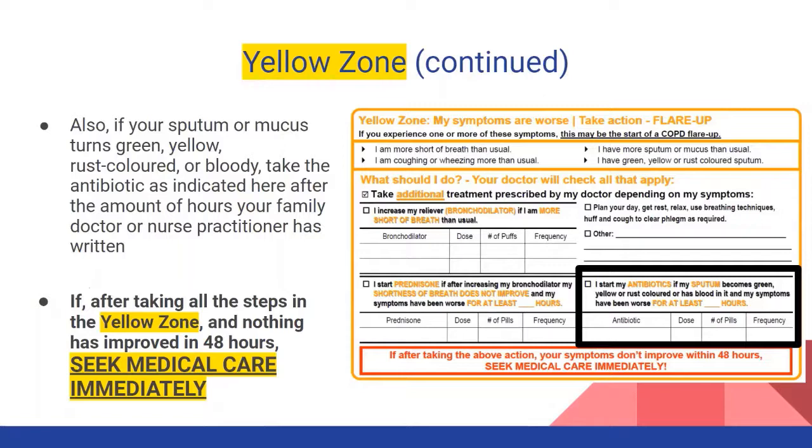If, after taking all the steps in the yellow zone, nothing's improved in 48 hours, seek medical care immediately. That can mean calling your healthcare team, such as your family physician, your nurse practitioner, or COPD educator. However, if the symptoms are urgent or life-threatening, call 911 or have someone take you to the nearest emergency department immediately.